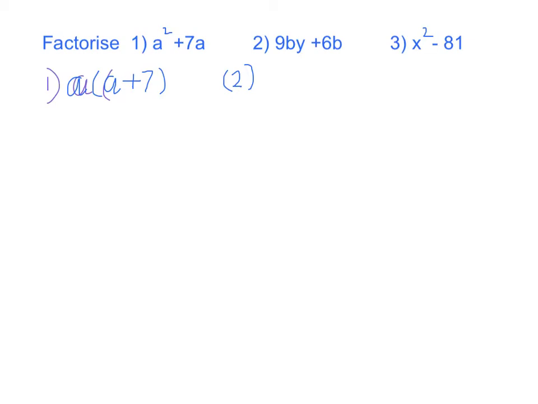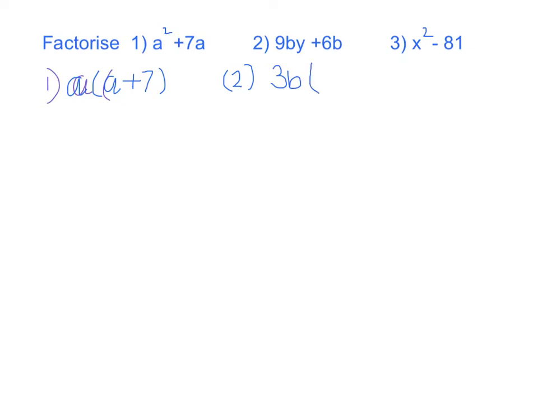Number 2, I'm checking again for a common factor. I can see I've got a B in both of them, so that's going to feature somewhere. But I'm also going to look at my numbers and see what times table they both occur in. And it's 3. So 3B is going to be my common factor here.